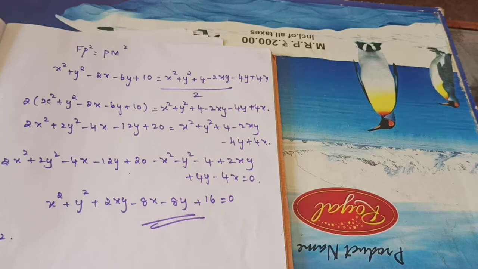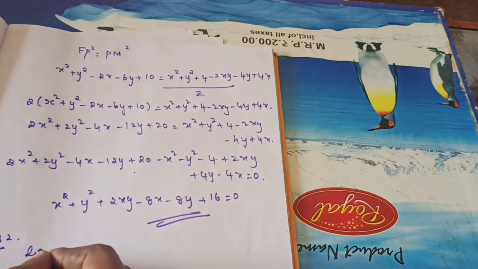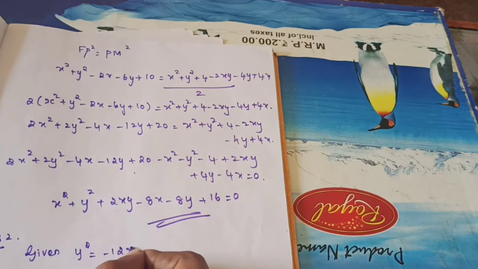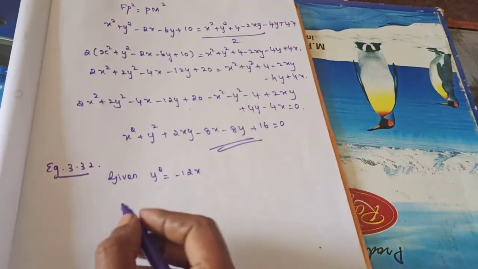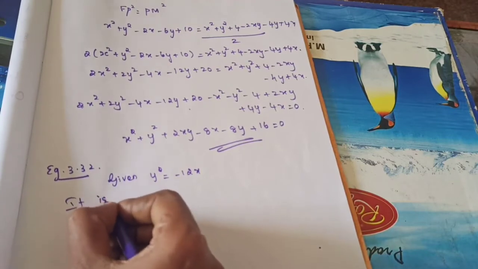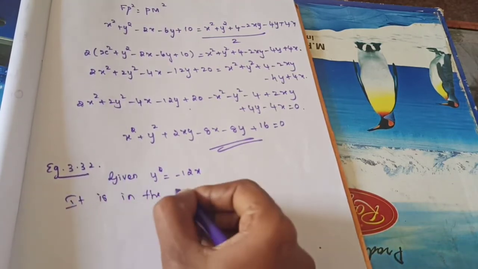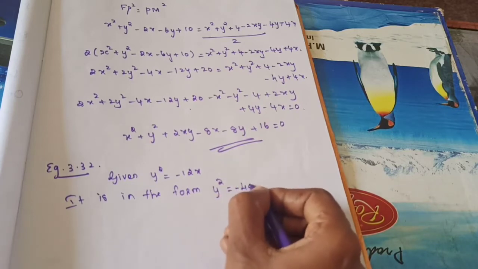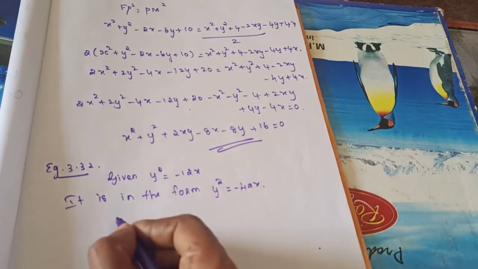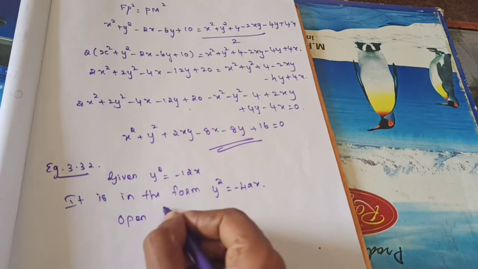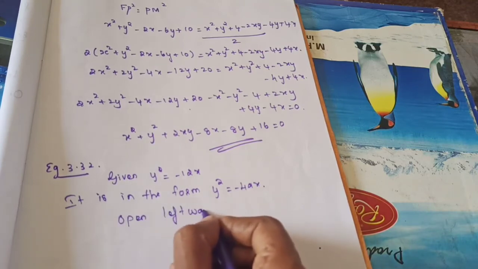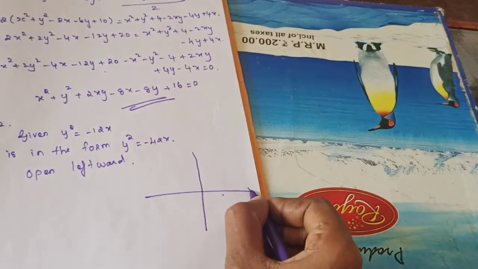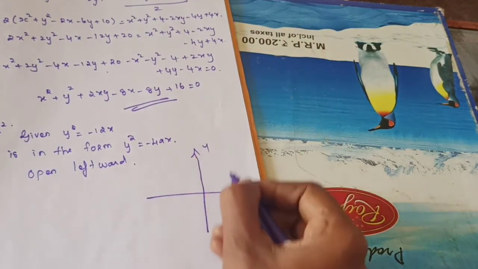Okay, so here the given equation is y square is equal to minus 12x. We will use the tabular column here. So it is in the form y square is equal to minus 4ax. If it is minus 4ax, it opens where? Open leftward, correct? So when you are drawing the diagram, it will be open leftward. The axis is the x-axis.